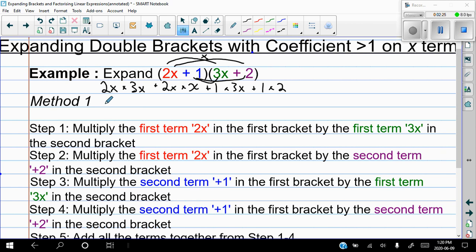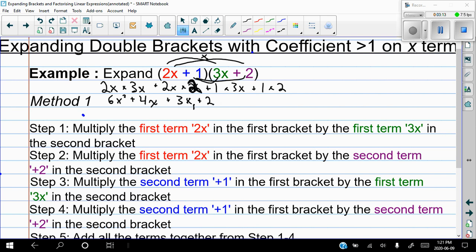So first, when we try and simplify these, remember we do number times number and then variable times variable. So 2 times 3 will simplify to 6. Then x times x is x squared. Then we have 2x times by 2, which is 4, and then x. And then we have 1 times 3x for our next term. So 1 times 3 is 3, and then simply x. And then lastly, we have 1 times 2, which is just 2.